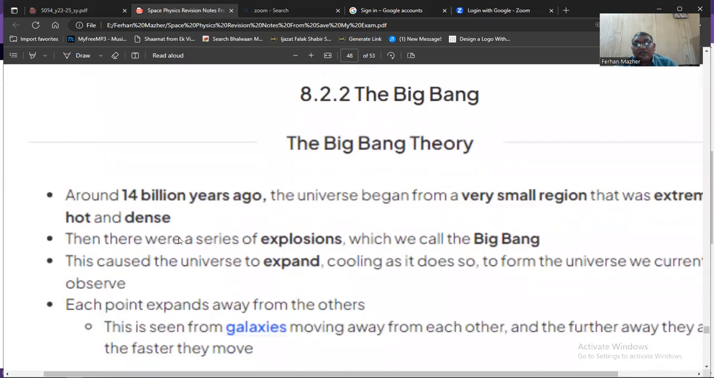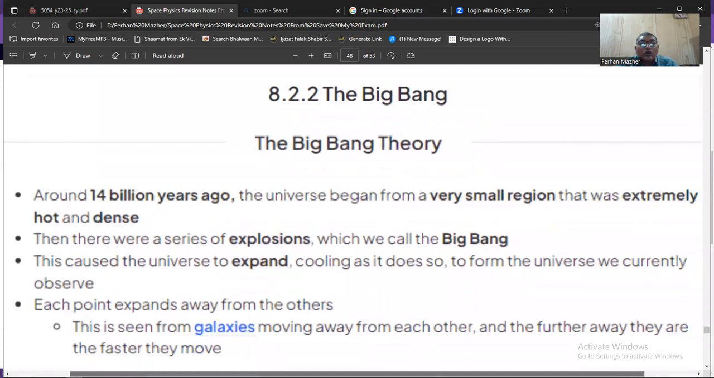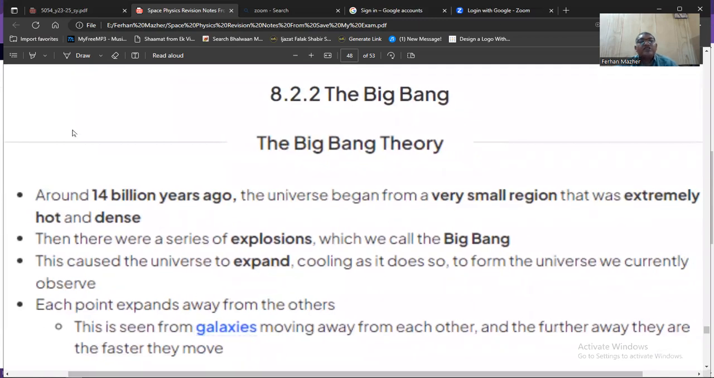And then we have the Big Bang theory. Around 40 billion years ago, the universe began from a very small region that was extremely hot and dense. Then there were a series of explosions, which we call the Big Bang. This caused the universe to expand, cooling as it does so, to form the universe we currently observe.